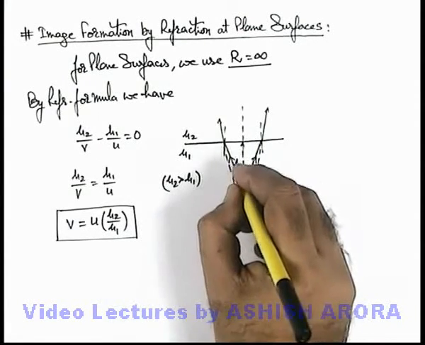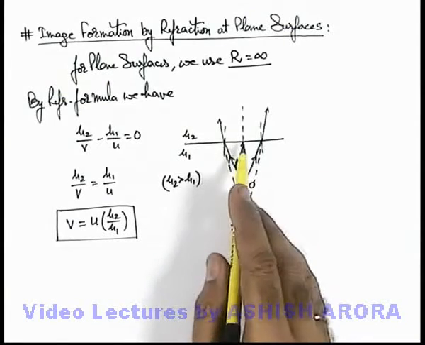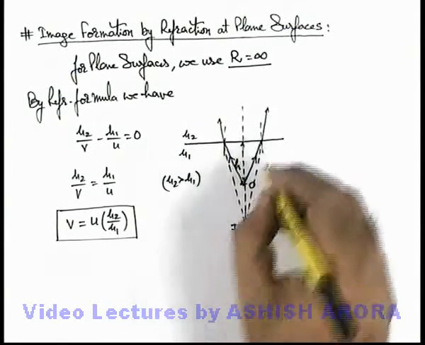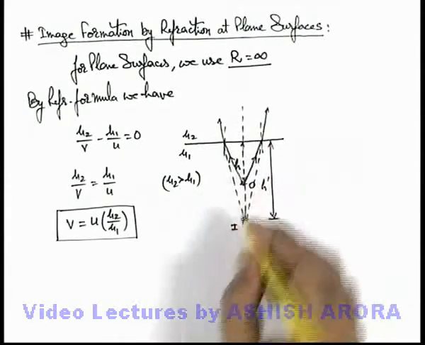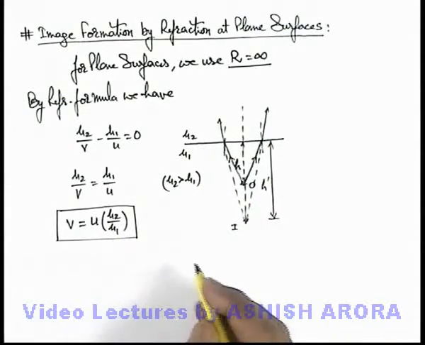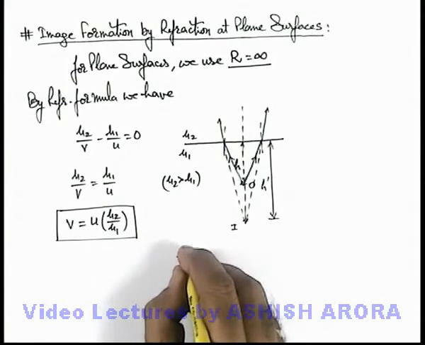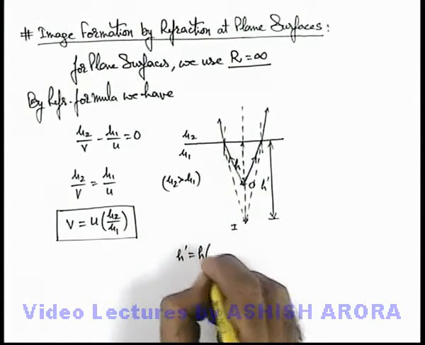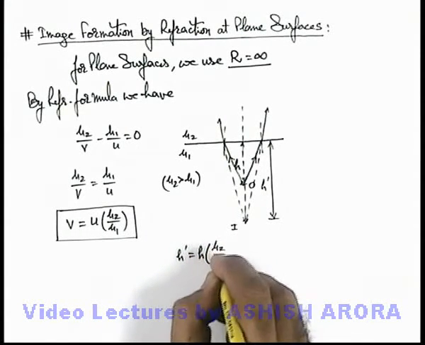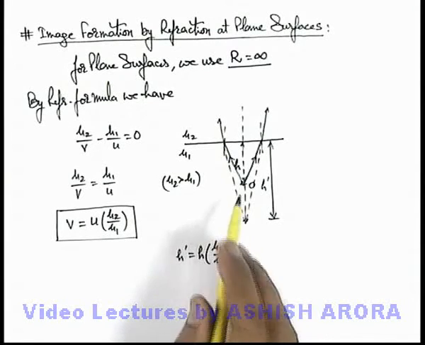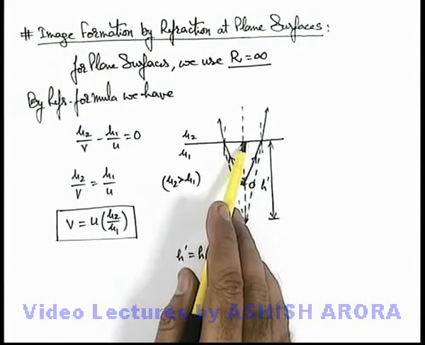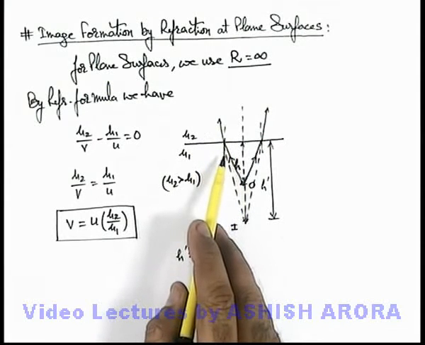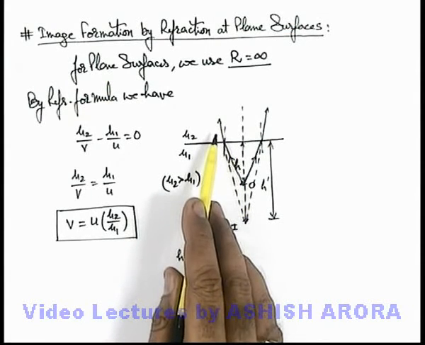So if this height h is the object distance, the image distance can be given as h dash, and the value of h dash we can directly write as h dash is equals to h multiplied by mu2 by mu1. So this is the way how the image can be obtained, which is displaced far away from the boundary if light is going from a rarer to a denser medium.